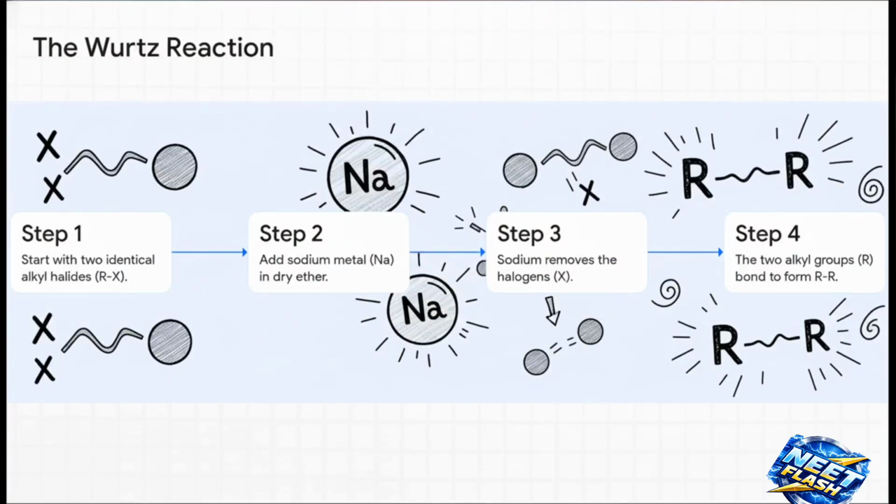Okay, let's look at a classic way to build a chain, the Wurtz reaction. This thing is awesome. It's a super powerful way to literally double the length of your carbon chain. You take two identical starting molecules, throw in some sodium metal, and bam, the sodium just rips the halogens off and the two carbon groups link up, creating a brand new bond.